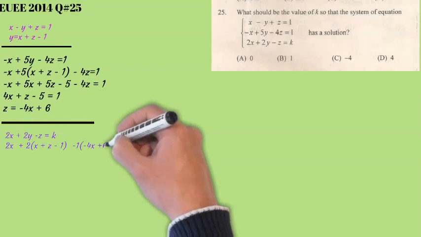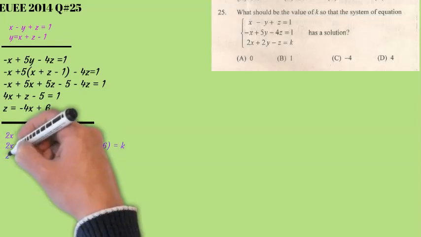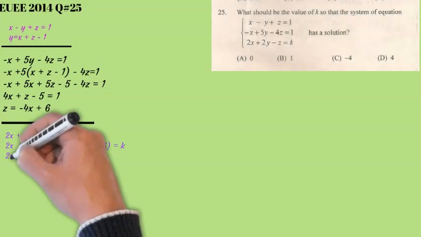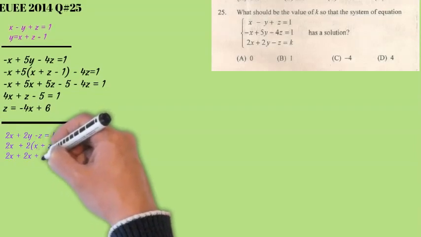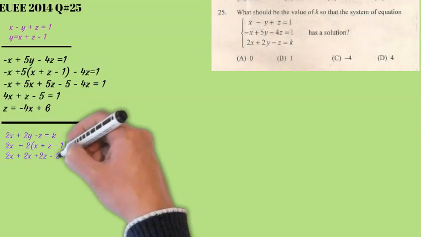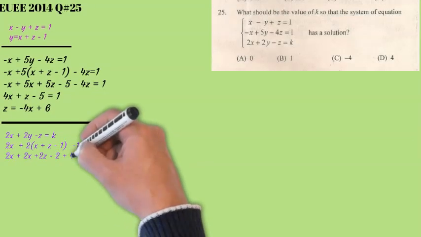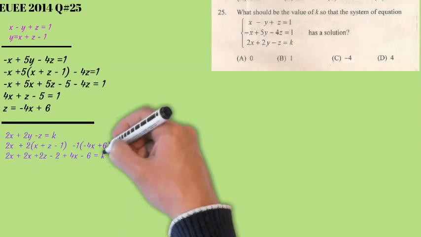Minus 4x plus 6 is equal to k. Now we will distribute 2 over x plus z minus 1, so 2x plus 2z minus 2. And we will distribute minus 1 over minus 4x plus 6, so we will have positive 4x minus 6.